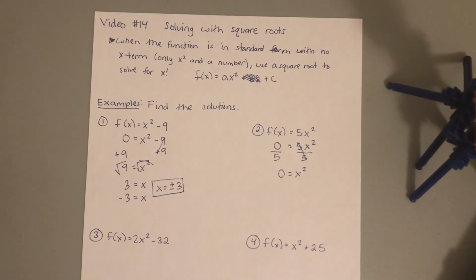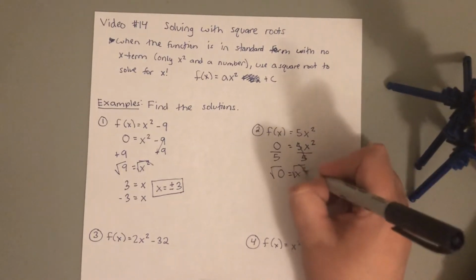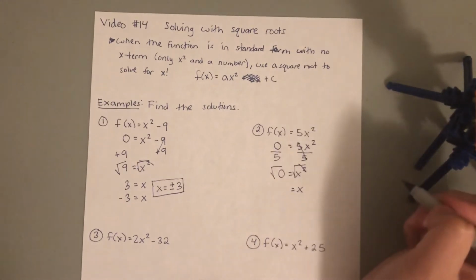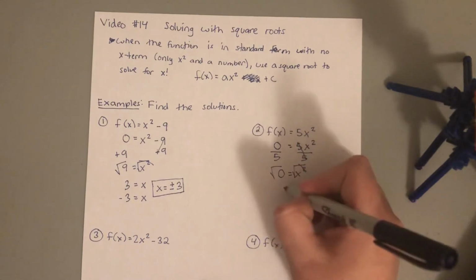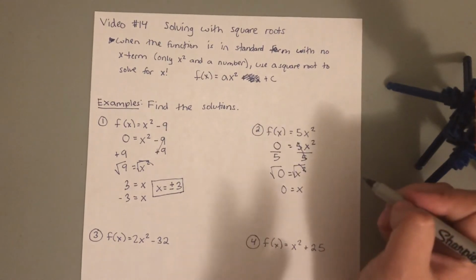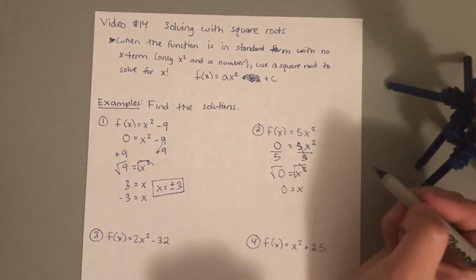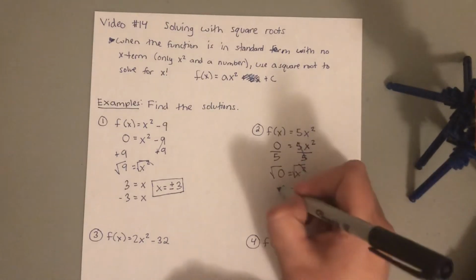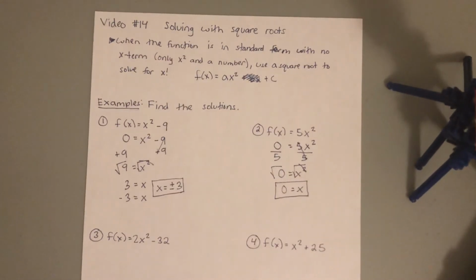So now we are ready to square root. So I square root that side, I square root that side. That cancels out, so I just have an x. Over there, the square root of 0 is 0 because 0 times 0 is 0, and that's the only thing for that one. There is no such thing as a positive 0 and a negative 0. So in this case, this one just has one solution, and it crosses at 0.